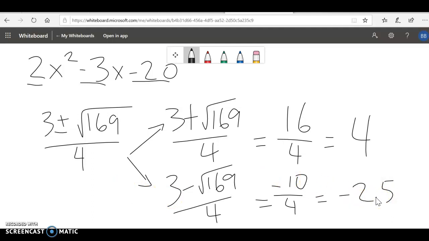Make this dot a little bigger. So we have our two x-intercepts found by using the quadratic formula. An x-intercept of 4 and an x-intercept of negative 2.5.